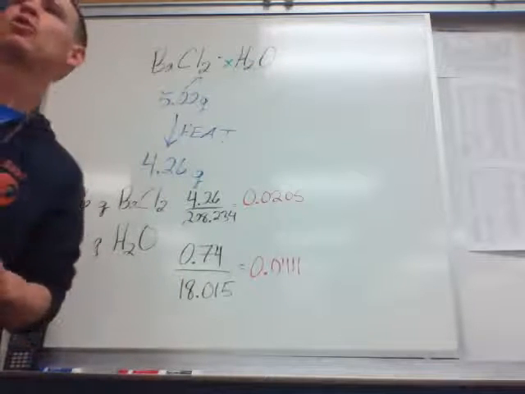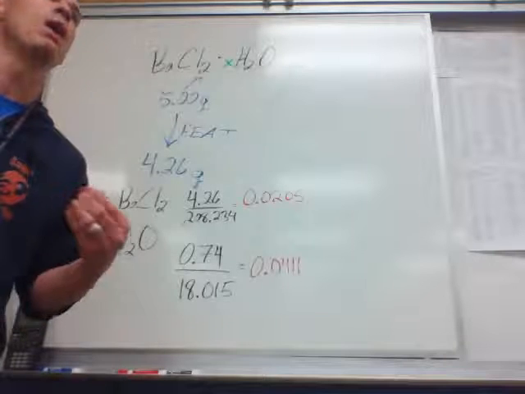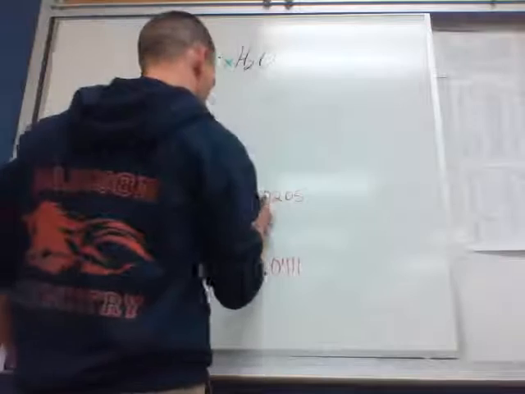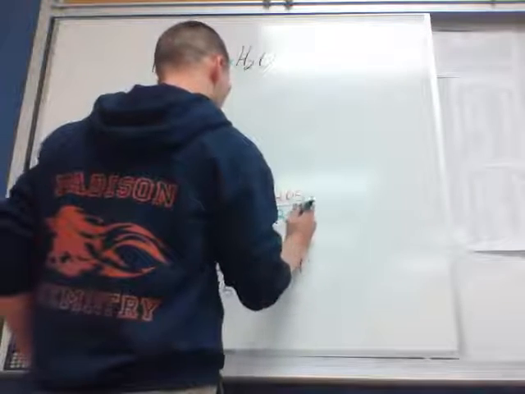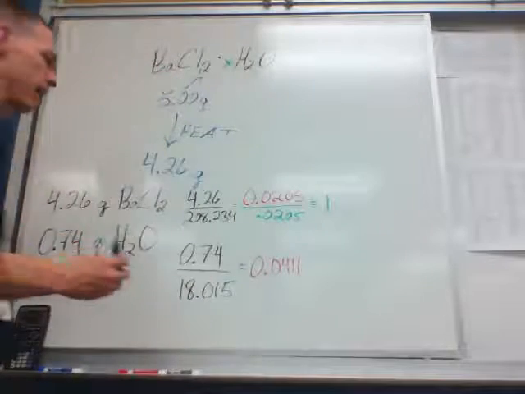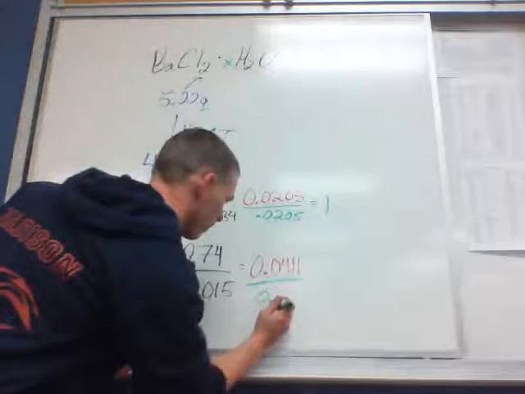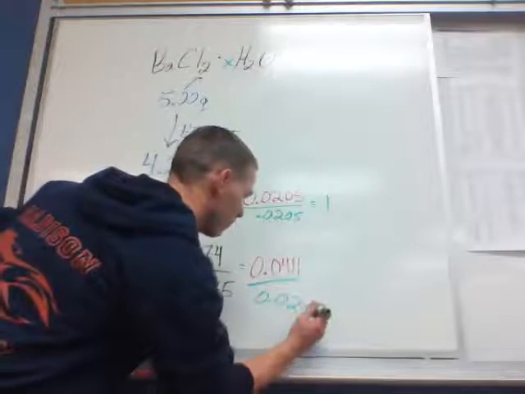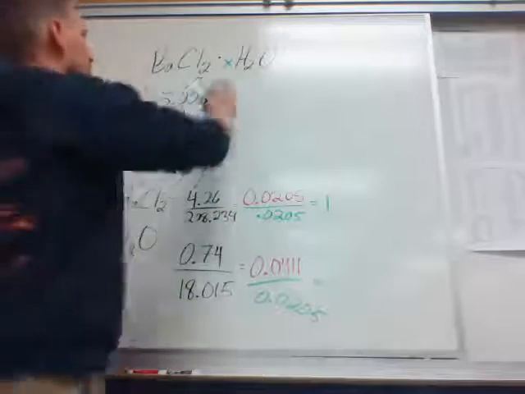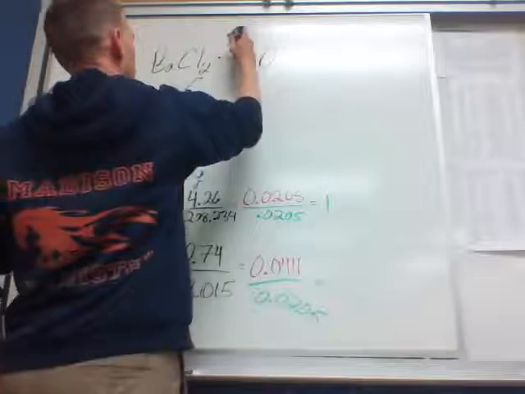The final step is to divide those by the smallest of those. What's my smaller number? All right, so that's going to give us 1 mole of the salt, barium chloride. How many moles of hydrate do we have?